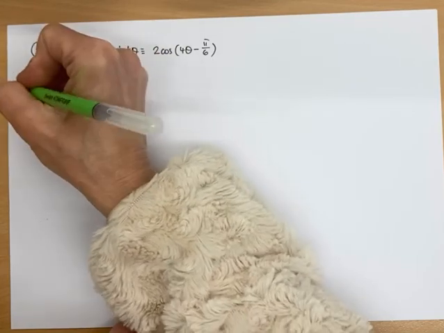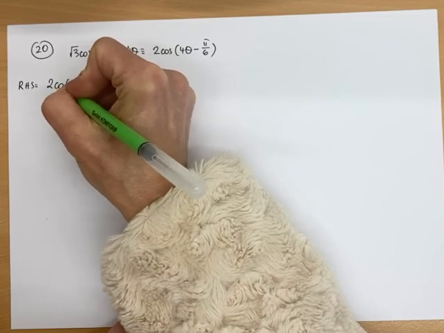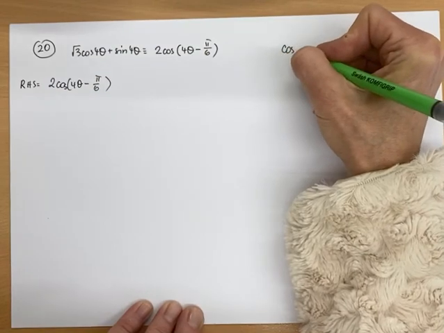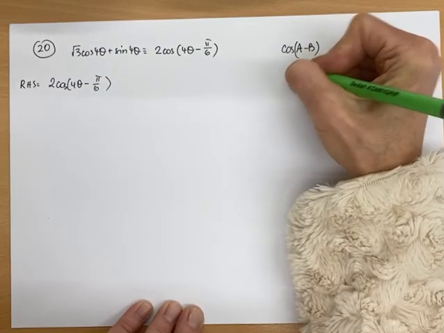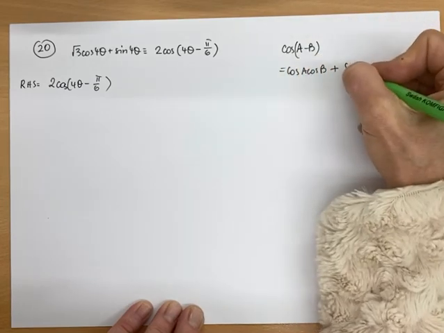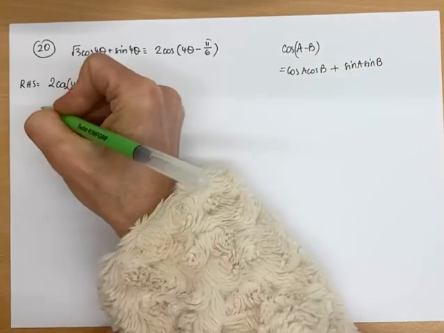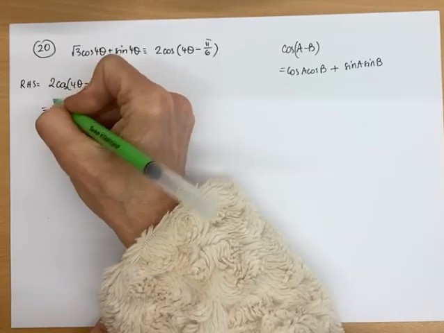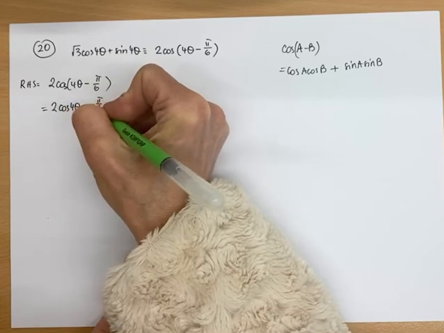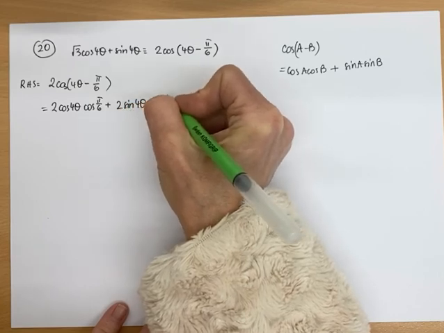So 2 cos, we're going to start from the right-hand side. 2 cos(4 theta minus pi over 6). So just a reminder, cos(A minus B) is equal to cos A cos B plus sine A sine B. It's always important to state the rule, the formula you're using. So let's expand it. 2 cos 4 theta cos pi over 6 plus 2 sine 4 theta sine pi over 6.